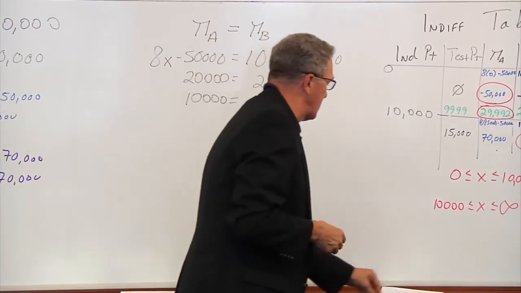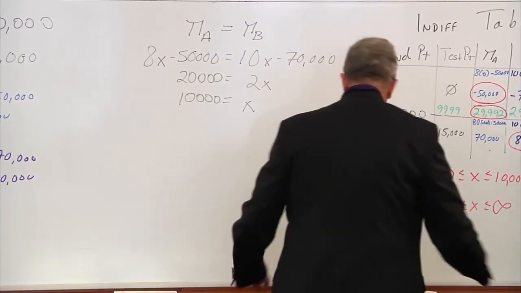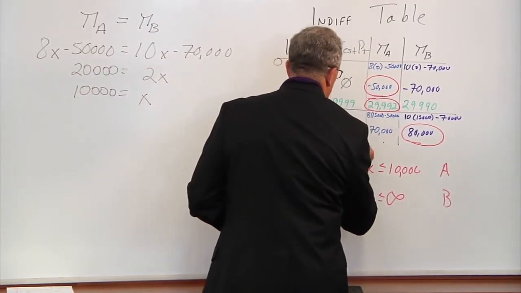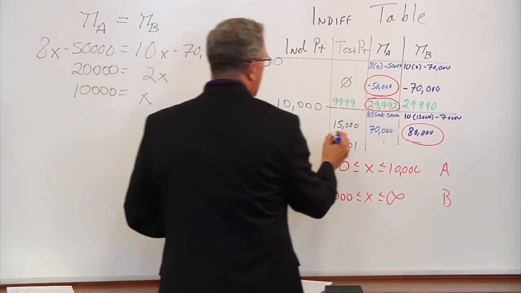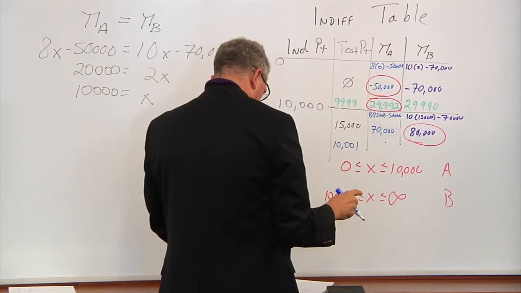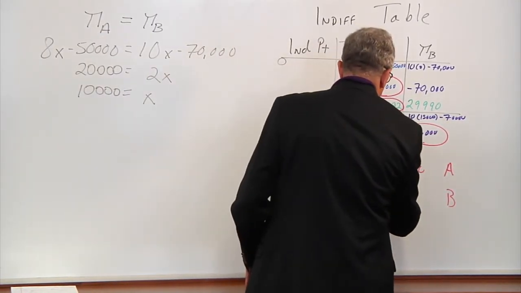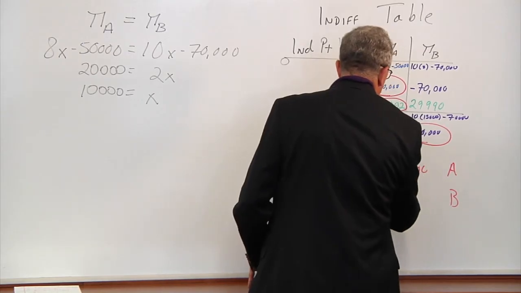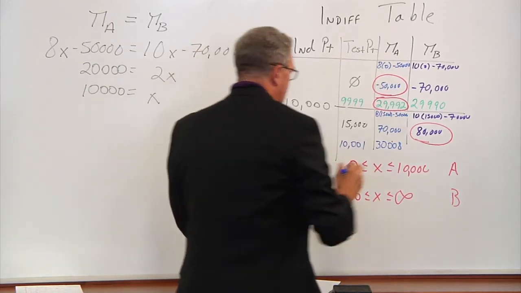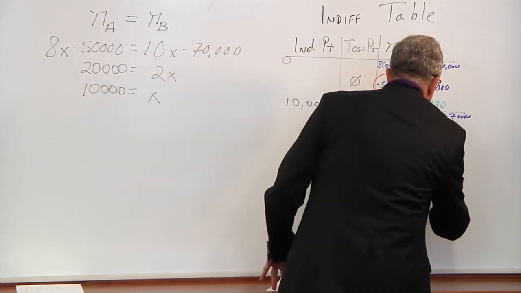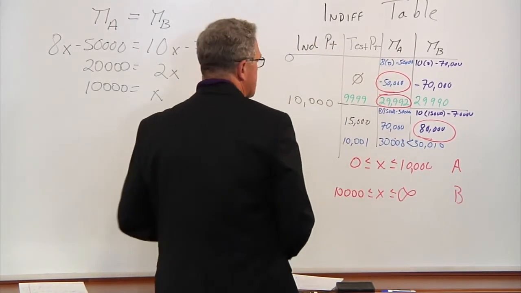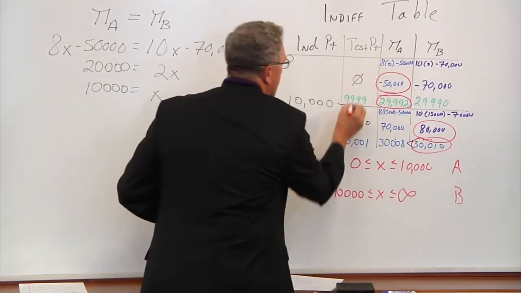Do the same thing for B. What if I used, instead of 15,000, I used 10,001. Plug that number in there. 10,001, 8 times 10,001 minus 50,000 gives me $30,008 in profit. 10 times 10,001 minus 70,000 gives me $30,010. This is still greater than this, so my best option is B.